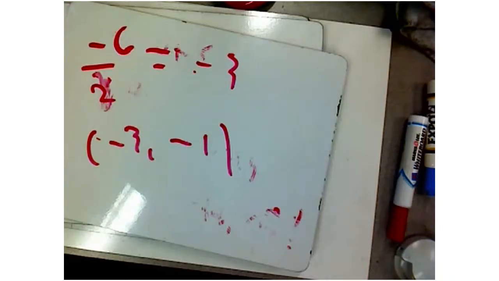What happens if the vertex was below the x-axis and opened down? It would never touch it. Exactly. So is that also an example of no solution? Yeah. This equation has no solution.